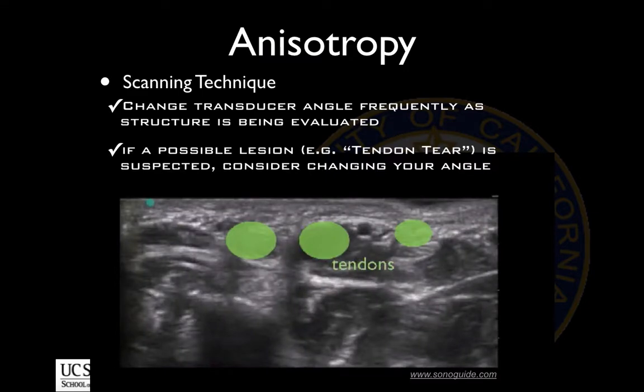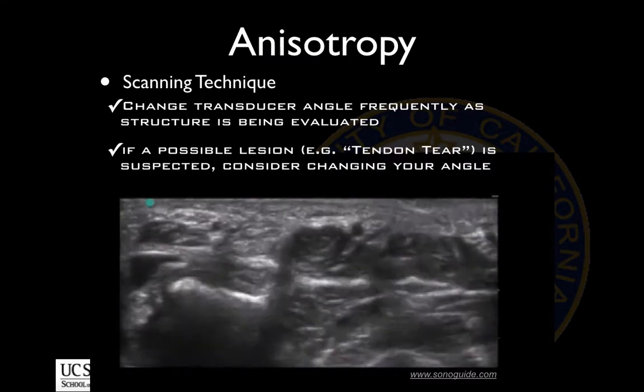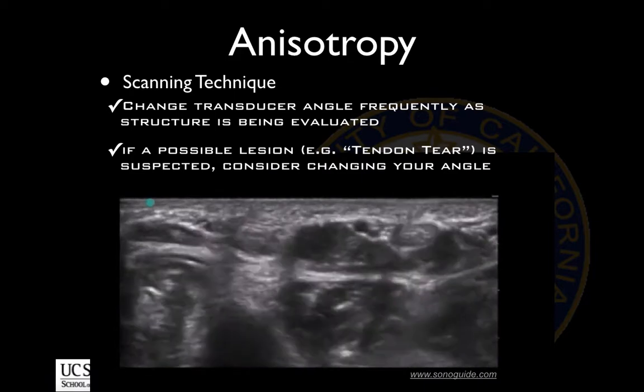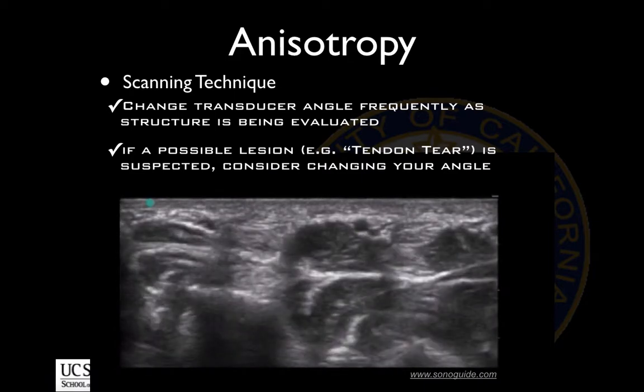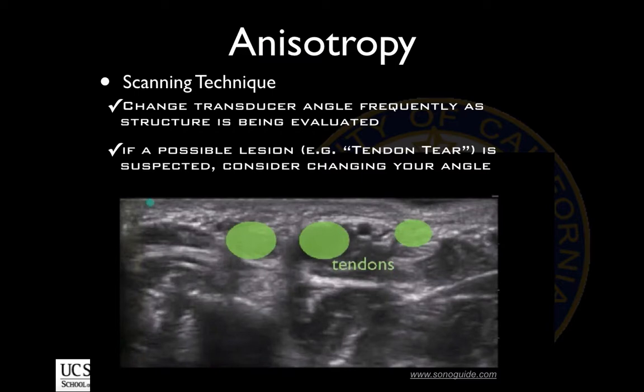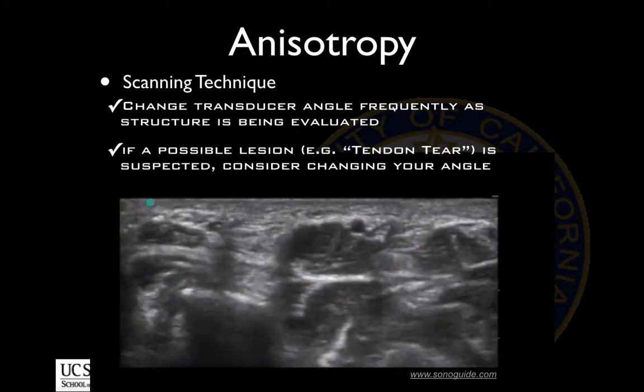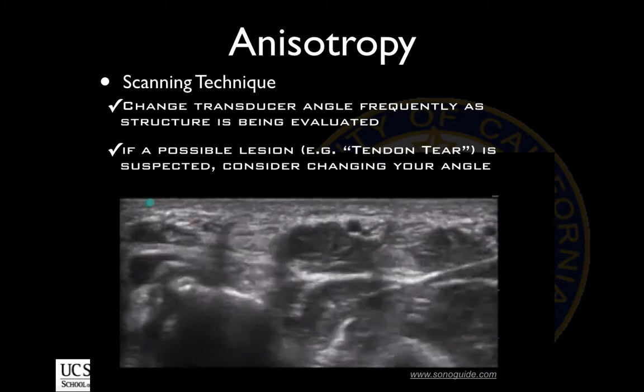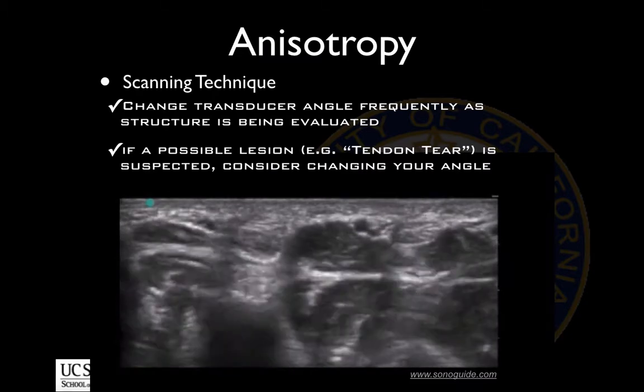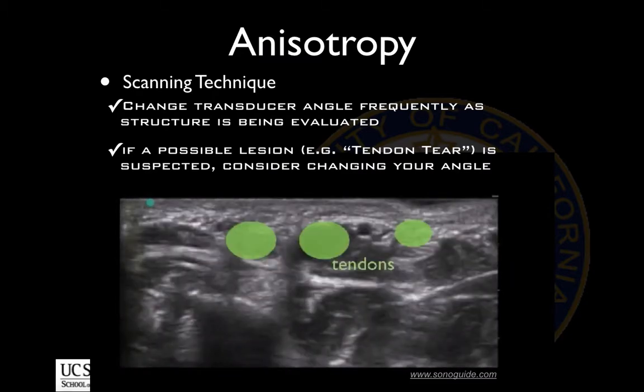This phenomenon is also observed with ligaments and nerves. Because structures such as nerves and tendons do not run a straight course for a significant distance, the sonographer must continually change the transducer's angle to overcome this phenomenon and avoid misinterpreting a hypoechoic area as a lesion such as a tear.